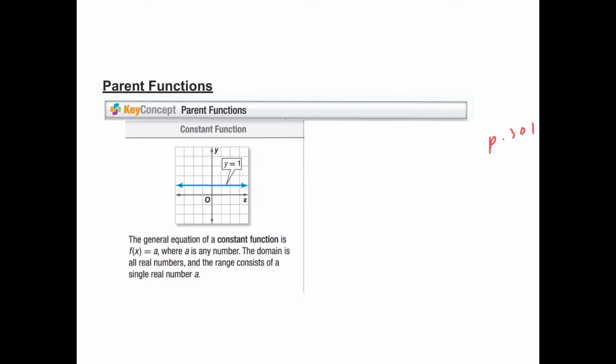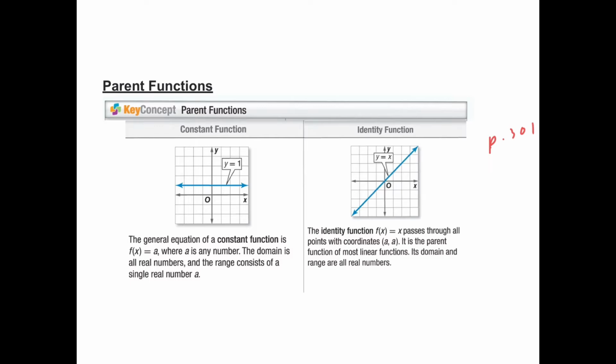A couple things to keep in mind. The domain will always be all real numbers for a constant function. The range is just going to be whatever that constant is. In this case, the range is just 1. Y always equals 1. F of x always equals 1. So the range is just that. That's the simplest one. And we won't actually work with that one too much. It is a linear function, but it's a very specific kind of linear function. The second one we will work with a lot.